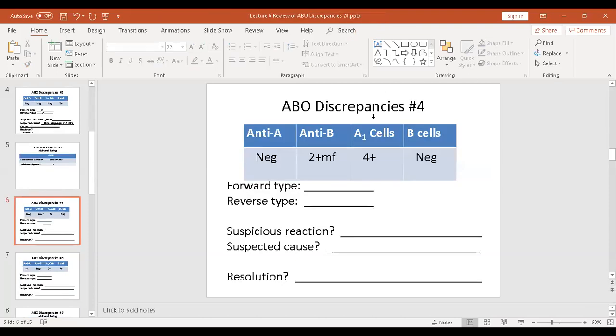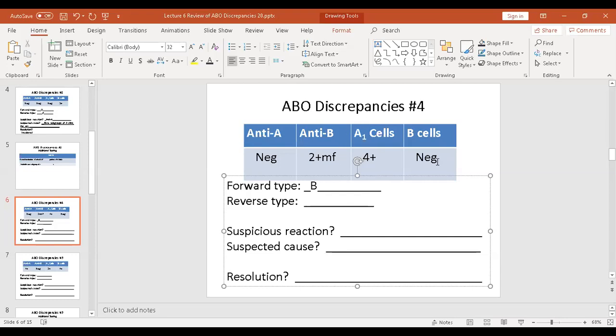Okay, so let's move on to number 4. So here, let's look at our forward type. So we see a negative reaction with anti-A, and we see 2+ MF with the anti-B. Remember, MF is mixed field. So it's looking like this person has a B antigen, but it's not completely agglutinated. There are some cells that are in solution in the tube. So forward typing is still going to look like B.